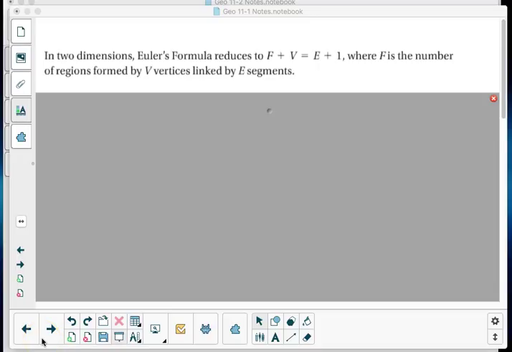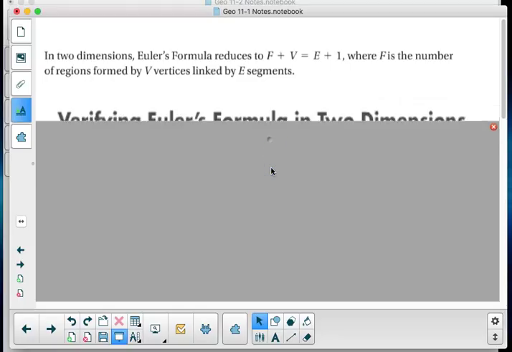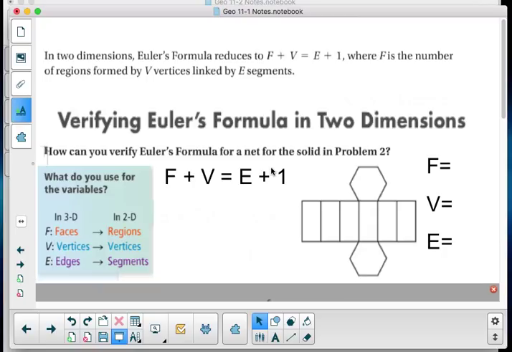Okay, this is the second part of the 11-1 notes for geometry. In two dimensions, Euler's formula reduces to f plus v equals e plus 1. That's faces plus vertices equals edges plus 1, where f is the number of regions formed by v vertices linked by e segments. So keep in mind, it's no longer faces, vertices, and edges, but you can think about it that way. It's just they're laid out on a flat surface. So, verifying Euler's formula in 2D.